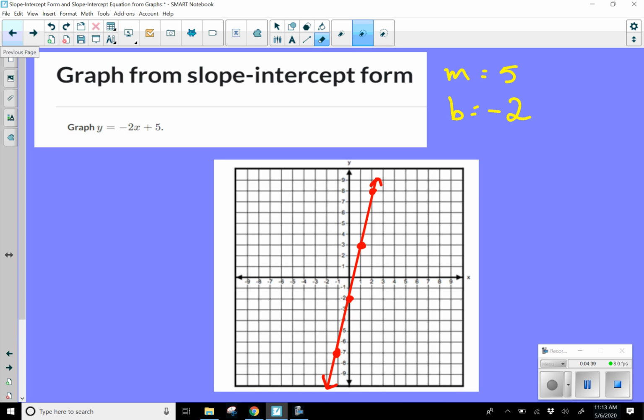Y equals -2x plus 5. We have a slope of -2, which means, well, I actually reversed these. Hold on, let me fix that. So I think my line might actually be incorrect. So let's take a look. So my slope is actually -2, and my y-intercept is 5. So let's erase this line and fix it.